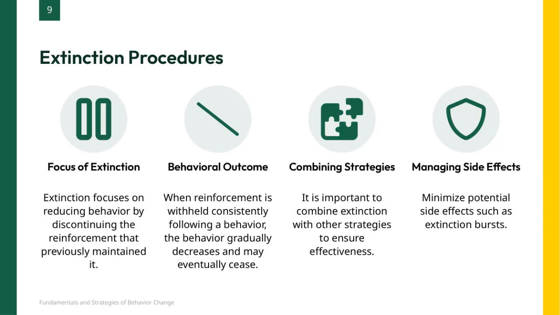Extinction procedures center on reducing unwanted behaviors by stopping the reinforcement that was previously maintaining them. Essentially, if you no longer reward behavior, that behavior is likely to decrease over time. When reinforcement is consistently withheld following behavior, you'll typically see a gradual reduction, and in many cases, the behavior may eventually stop altogether. However, extinction works best when combined with other intervention strategies to enhance its effectiveness and provide a more comprehensive approach. It's also important to be aware of potential side effects, like extinction bursts, where behavior might temporarily increase before it declines. Managing these carefully helps ensure a smoother and more successful outcome.